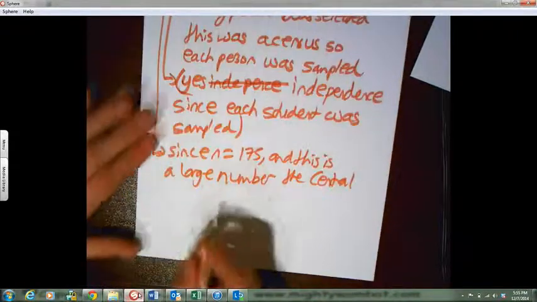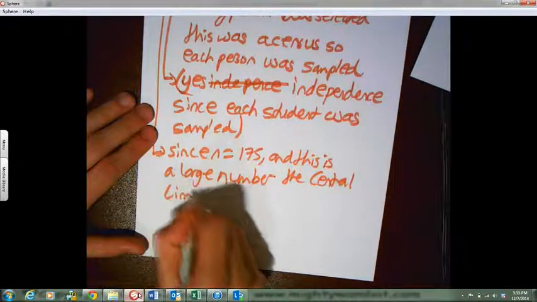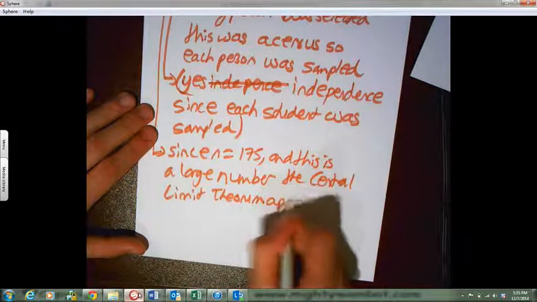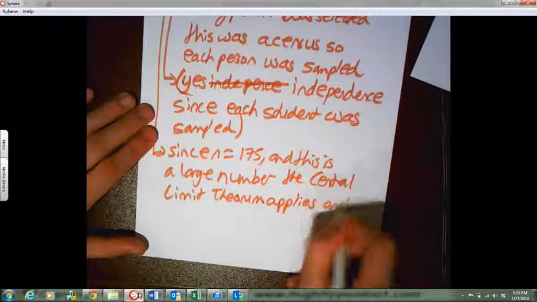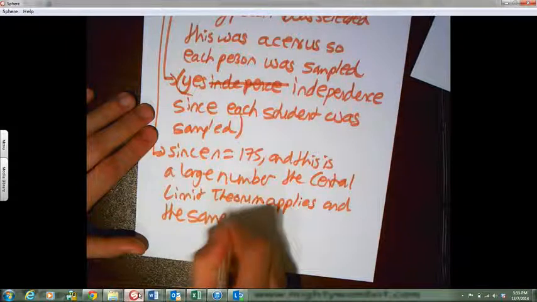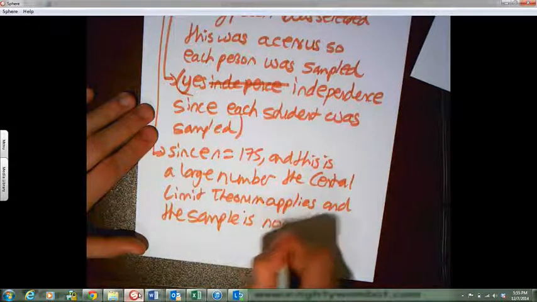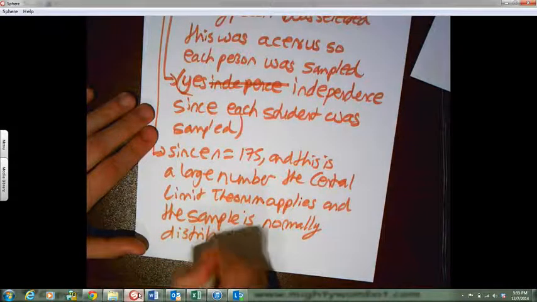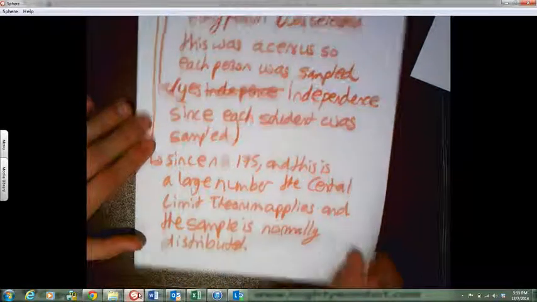Central limit theorem applies. And the data is normally distributed. And the sample, I should say, is normally distributed. All right. Step 2 was conditions. Step 3 is the math.